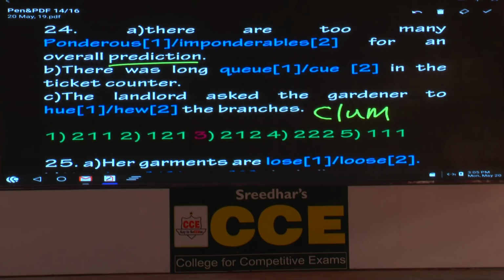C-L-U-M-S-Y. Also write the word awkward. Clumsy, awkward. Ponderous means awkward or clumsy. Imponderables, write the meaning. Imponderable means difficult to estimate or guess. Very difficult to estimate or guess.